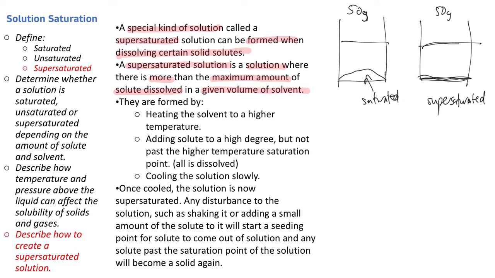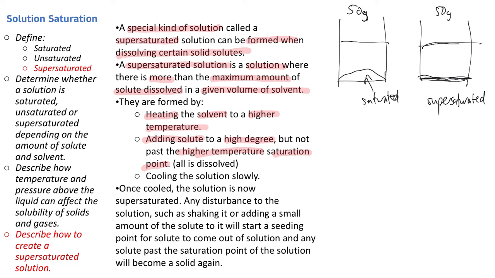They are formed by heating the solvent to a higher temperature first. Then you add a ton of solute to a high degree, but not past the higher temperature saturation point, so that it's all dissolved. So effectively, what you might do is heat this amount of liquid up to a high temperature, and drop in the 50 grams of the solute. It should all dissolve in there because it's less than the saturation point of that higher temperature. Then cool the solution down slowly.